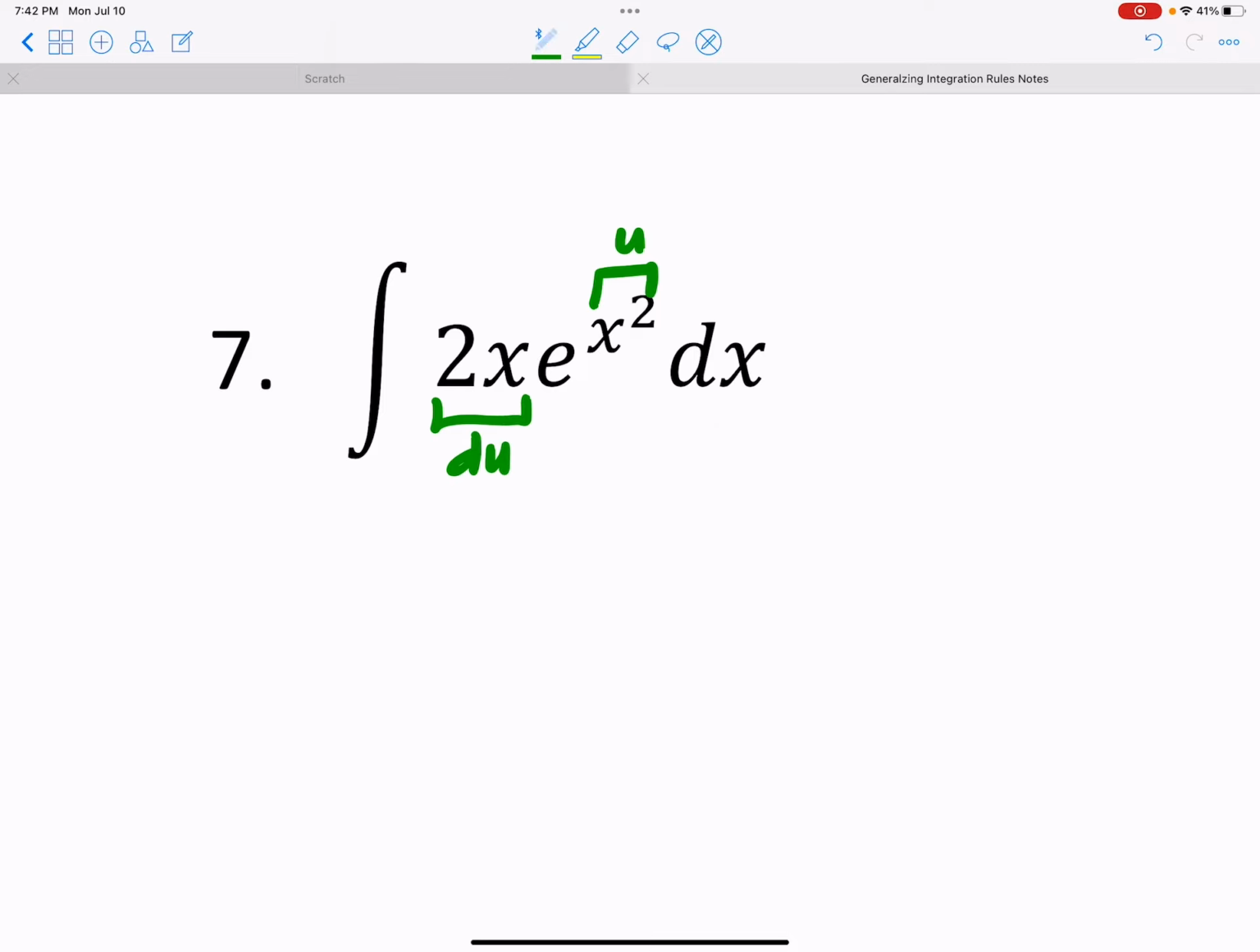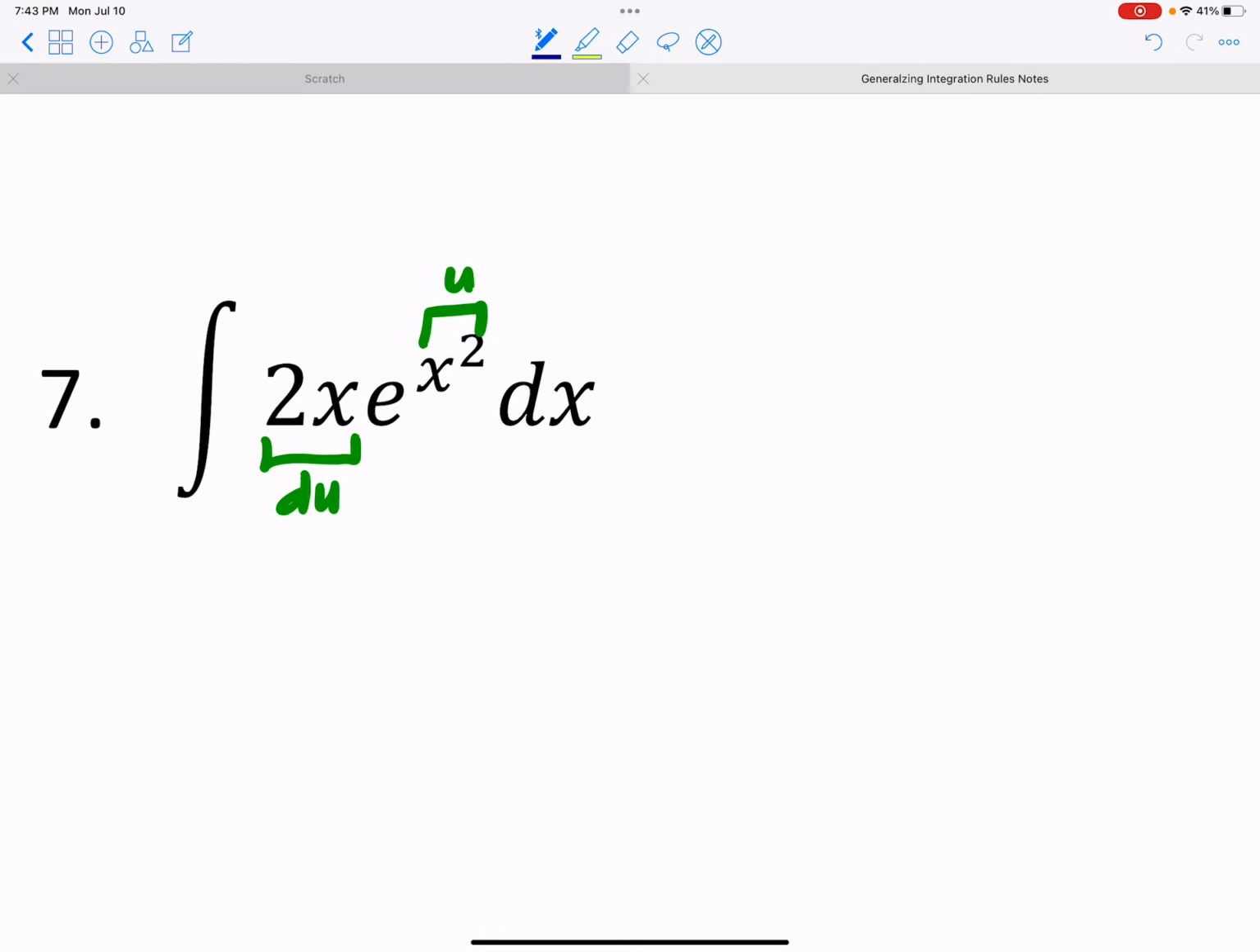So the derivative for e to the u is just e to the u. So this is just going to be e to the x squared, and then we're going to add on that constant. And again, just double check your work, because it's so easy to do, especially with e to the x.